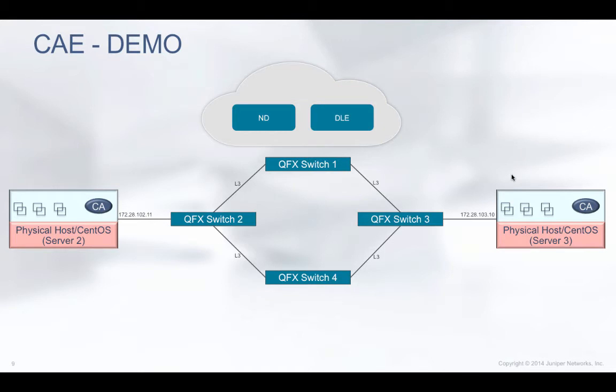Now, we'll see a quick demo of the CAE solution for the application flow path analysis. This slide shows the lab setup for this demo. We have two bare metal servers running CentOS 6.5. The compute agents will be installed on these two hosts. We'll use CAE to list applications on these servers and also analyze and visualize the application-specific network statistics for applications running on these servers. There are 4 Juniper QFX 5100 series switches in the path.